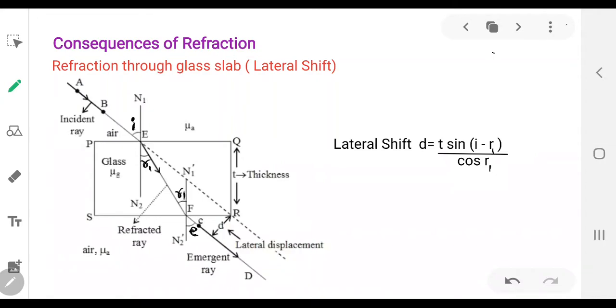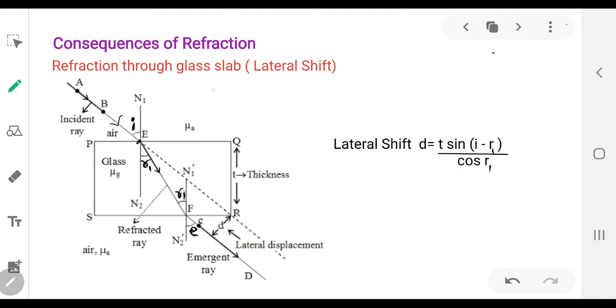Hello students. In this lecture we see some consequences of refraction. The first one is refraction through the glass slab. So we are considering incident ray ABE, which is incident at the point E on a glass slab.